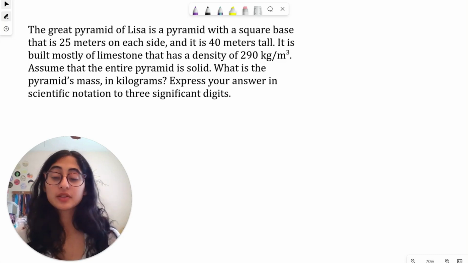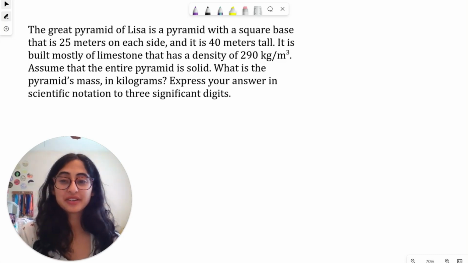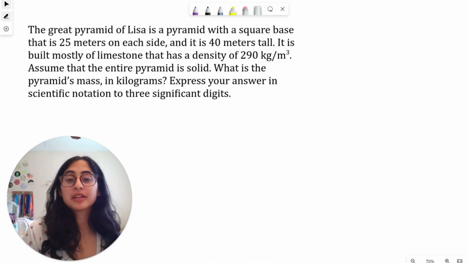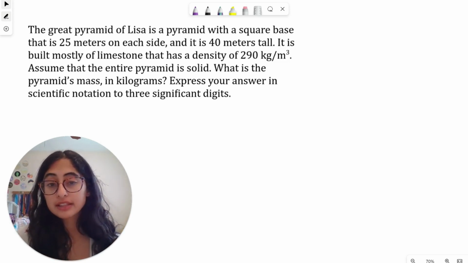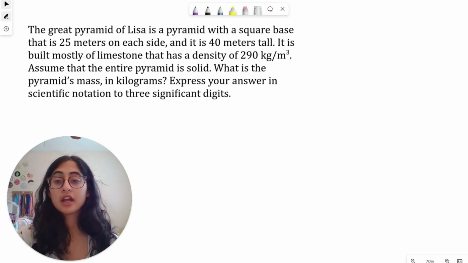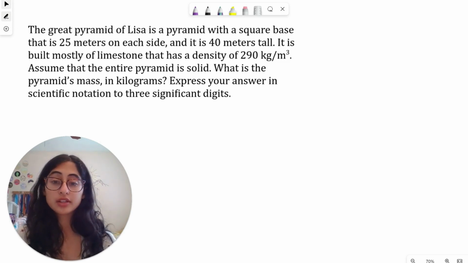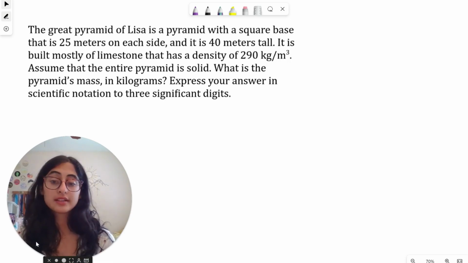Alright, so this question says the Great Pyramid of Giza, so our ripoff Great Pyramid of Giza, is a pyramid with a square base that's 25 meters on each side and it's 40 meters tall. It's built mostly of limestone that has a density of 290 kilograms per meter cubed. We need to assume that the entire pyramid is solid. It's asking for the pyramid's mass in kilograms, and we need to express our answer in scientific notation to three sig figs.